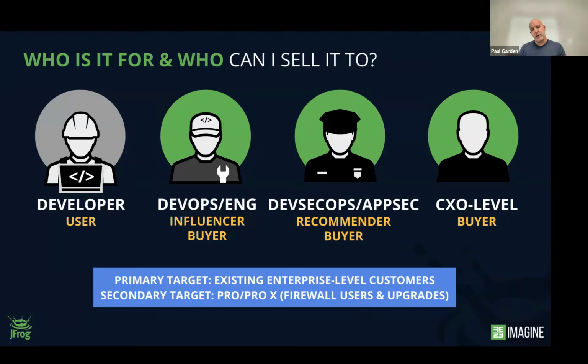A secondary target would be maybe Pro and Pro X kinds of customers. Maybe they're using a competitor's product. I mentioned Firewall there, that's by Sonatype. The thing is that if they're using Pro or Pro X, they would have to think about doing an upgrade to Enterprise X. But maybe this is another reason why they might want to upgrade to Enterprise X, because there's huge value in being able to monitor and manage what open source packages are coming into the organization.